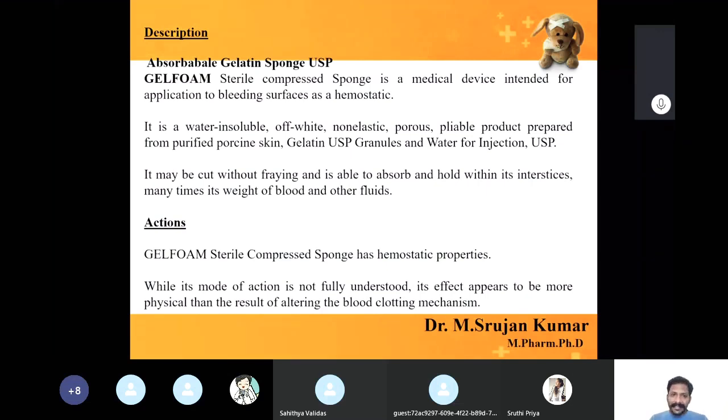When you say absorbable gelatin sponge USP, that means this particular surgical dressing has been included in the US Pharmacopoeia. Whenever you come across any dosage form that contains abbreviations such as BP, USP, or EP, it means that the pharmacopoeia is present in the so and so country. For this particular type of dosage form, there is a pharmacopoeia already established in their own country's pharmacopoeia.